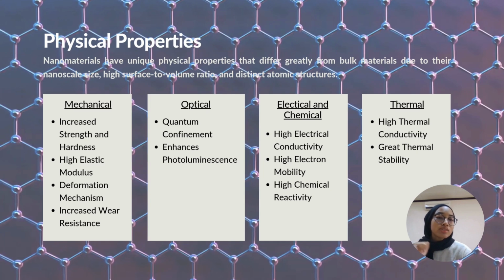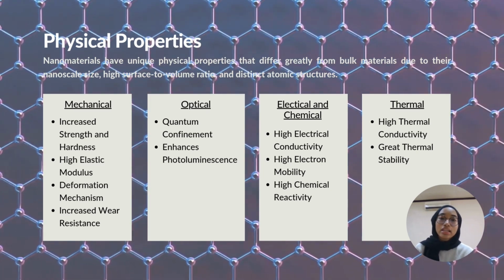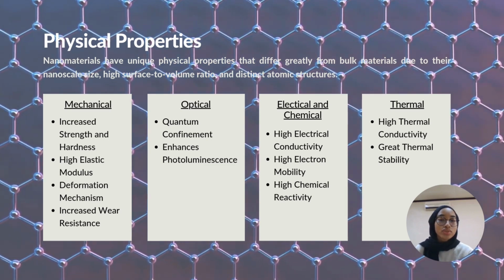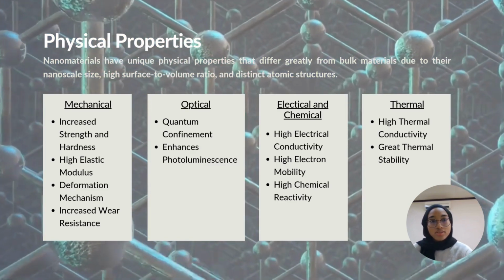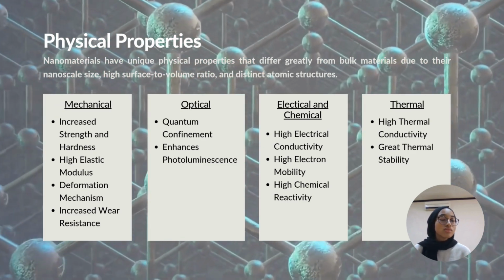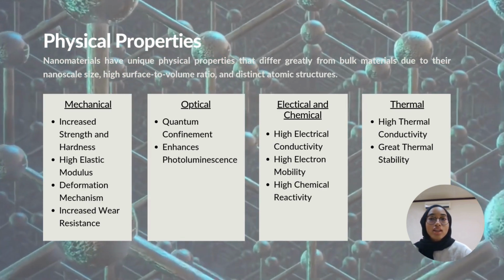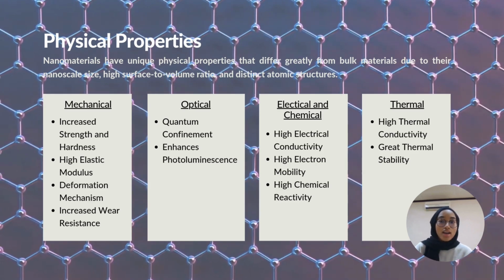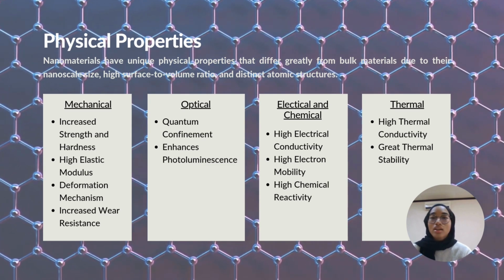Next is the physical properties of nanomaterials. Nanomaterials have unique physical properties that differ greatly from bulk materials due to their nanoscale size, high surface-to-volume ratio, and distinct atomic structures. Here I have divided them into four categories, the first one being mechanical. It has increased strength and hardness due to nanoscale grain boundaries. Nanocomposites, formed by embedding nanoparticles in a matrix, have superior properties due to load transfer and crack bridging. Next is the high elastic modulus. However, it can vary with size due to changes in atomic arrangements.